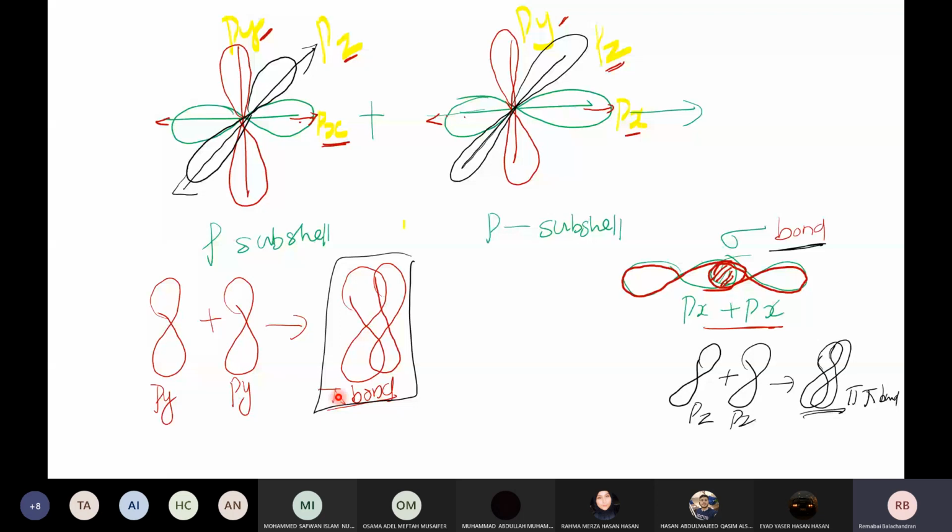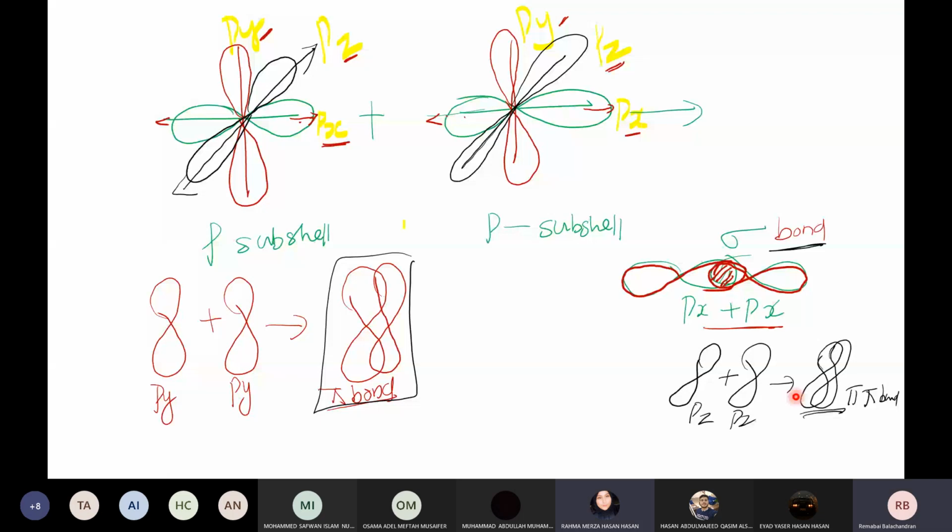Now, look at this one, pz. All these three are mutually perpendicular. So this pz also is perpendicular to px and py. So we have pz here, and one more pz orbital here. Now these two will overlap. This is what type of overlapping? Tell me, axial or the other one? Lateral. Yes, lateral overlapping. That also will result in what type of bond?